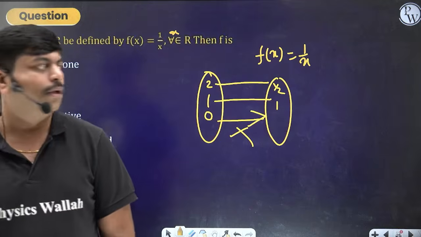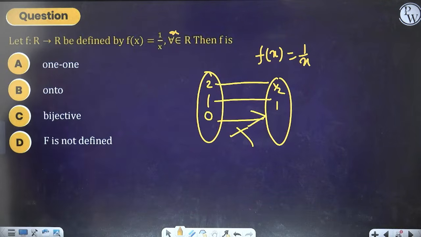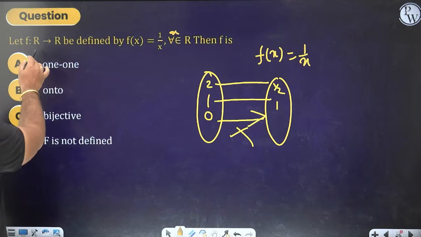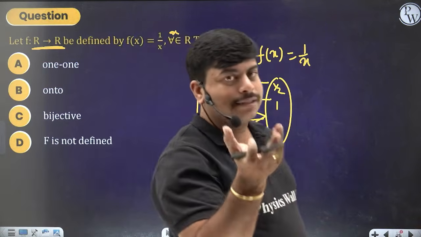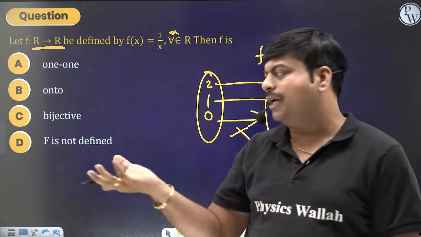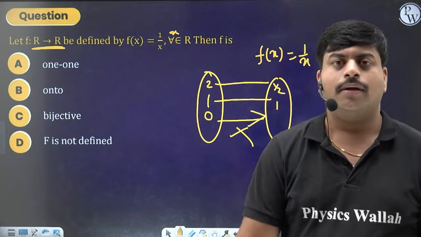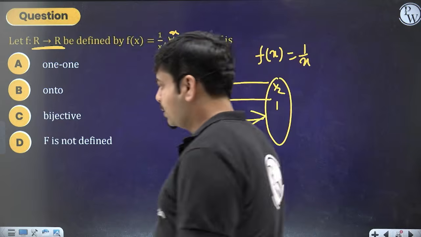Now tell me what will be done. See, no restriction is given, right? From R to R, it is directly given R to R. Had it been given R minus 0, then we would have thought about that. It's not possible. Now tell me what will be your answer. Be quick.